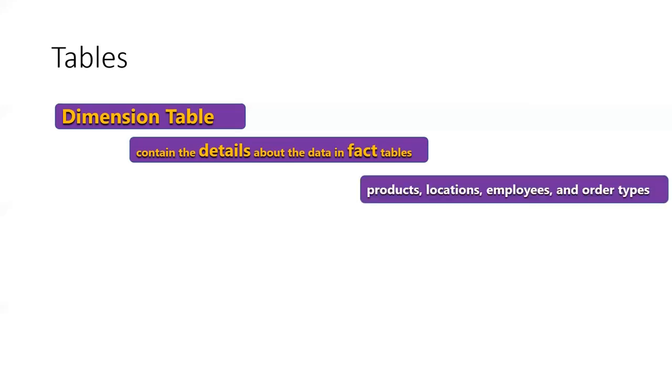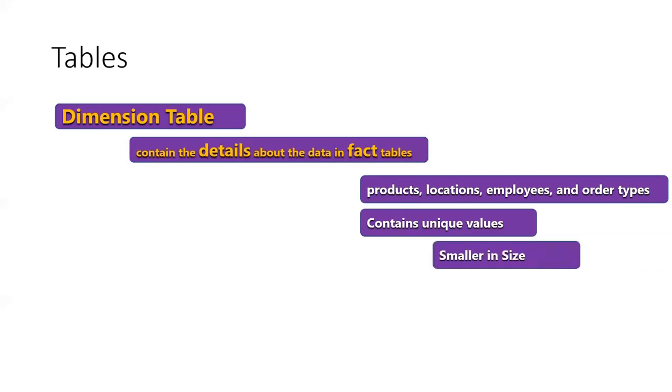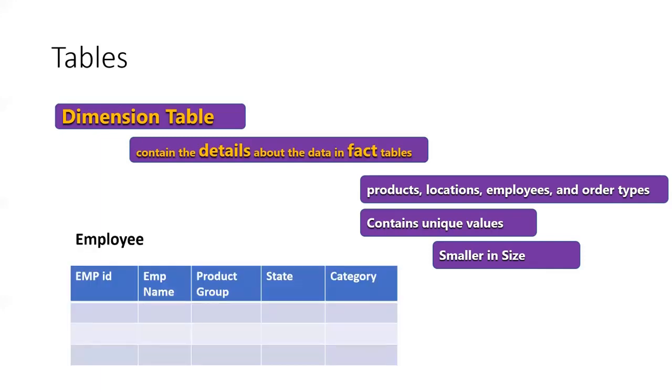Now you can say products, location, employees, order types, that kind of information will be there, and this contains unique values. It will not be repeating because, let's say, a product will be unique, one product, one ID for it, and it will be attached to the fact table or the transactional table. That's why it is unique. It will be smaller in size, not very big, because it has unique values.